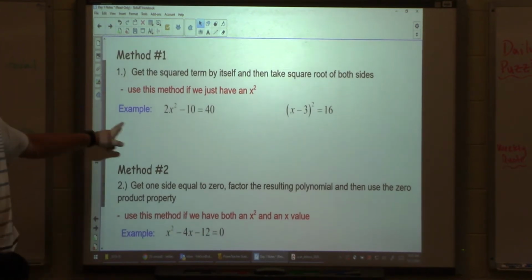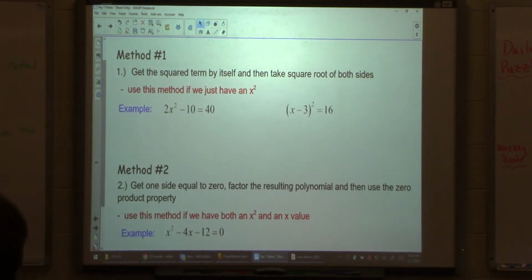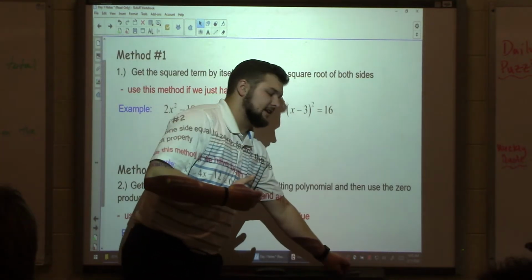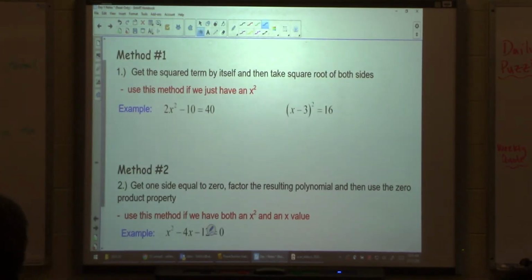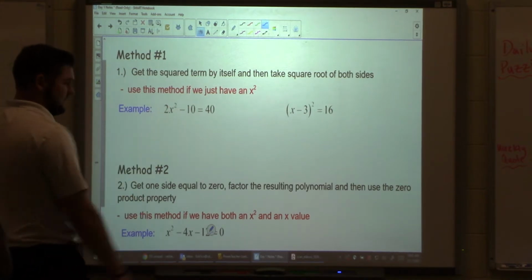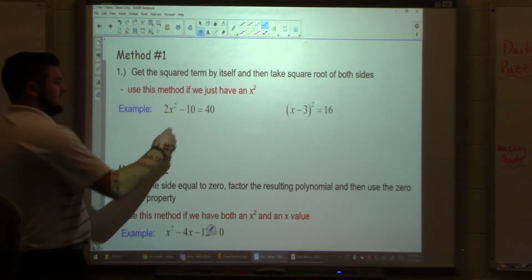Now, we're going to solve it in 2 separate ways. First way we're going to talk about is manipulating an equation. This is going to happen when we have just an x squared in our problem. We need to get that squared term by itself and then take the square root to solve. So the first one, 2x squared minus 10 equals 40. How would I get this squared term by itself? Add 10 to start, good.